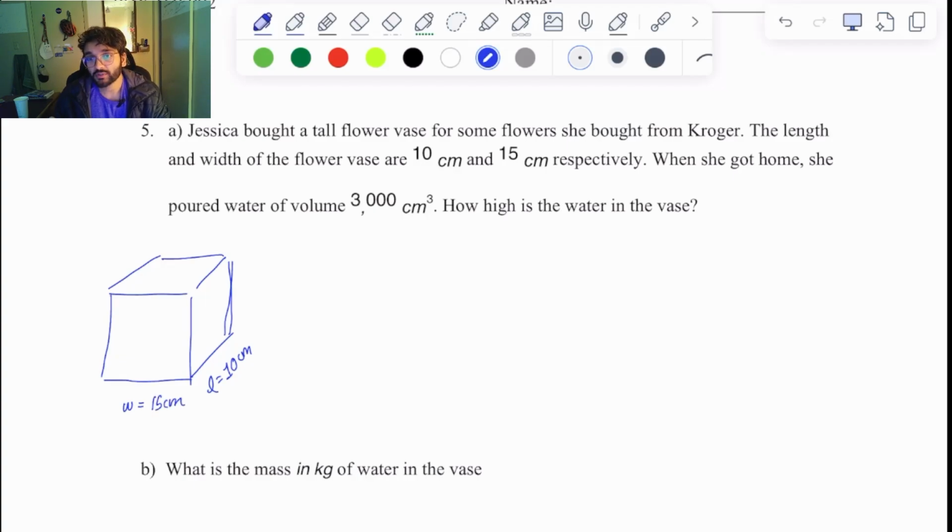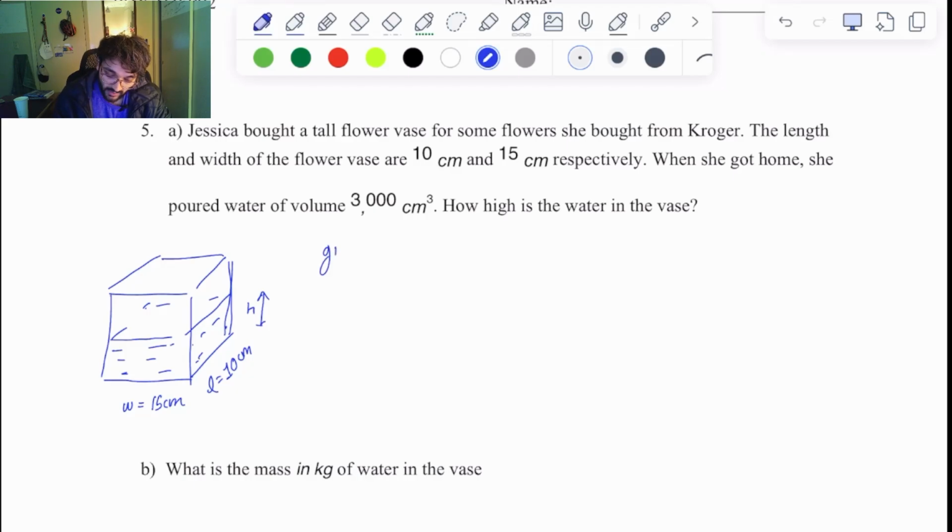When she got home, she poured the water of volume 3000 centimeter cube. Okay, so this is an empty vase. Let's put some water in it. So I'm putting some water in it. That's the water line, and that's the water in it, right? So whatever volume that is, the height is given. Oh, sorry, the height is not given. That's what we need to find, but the volume is given, right?